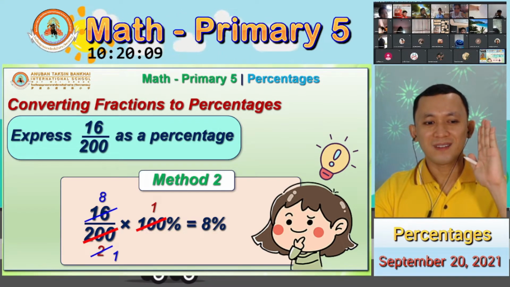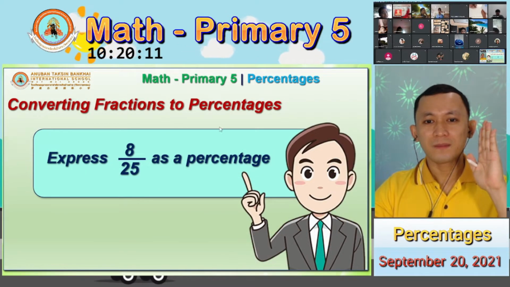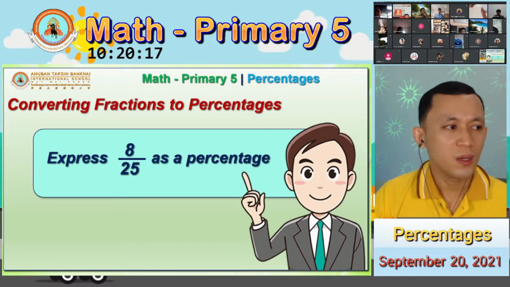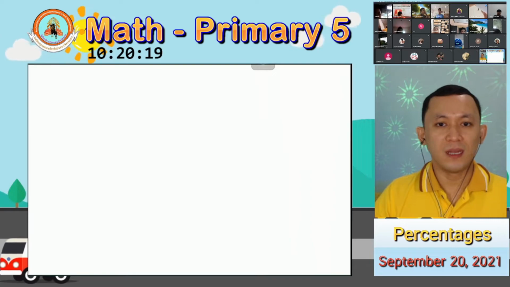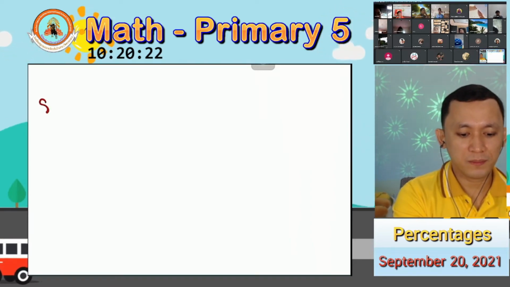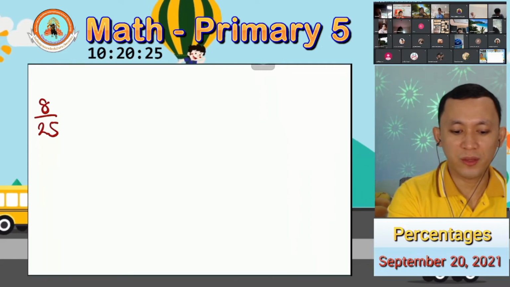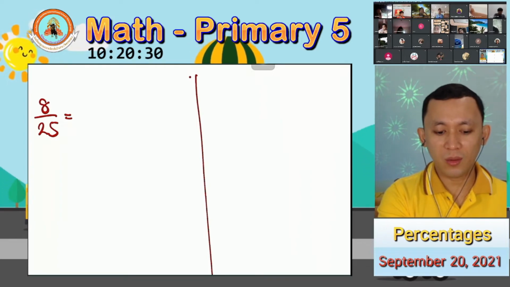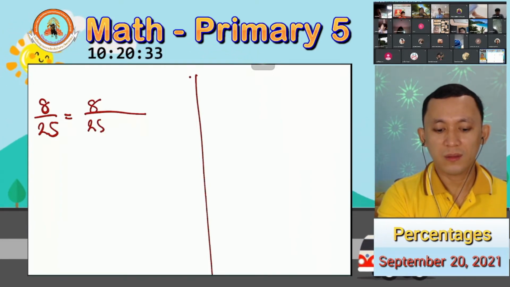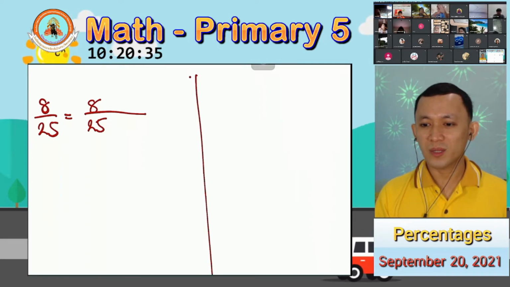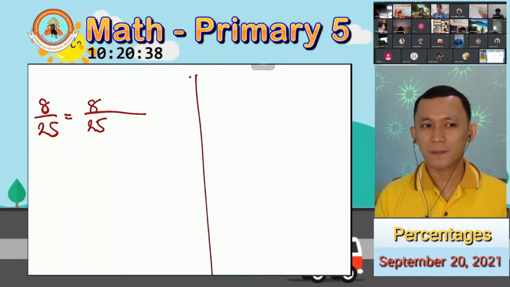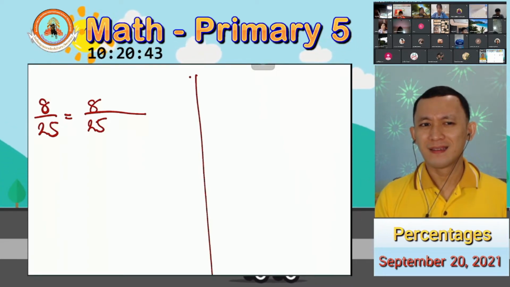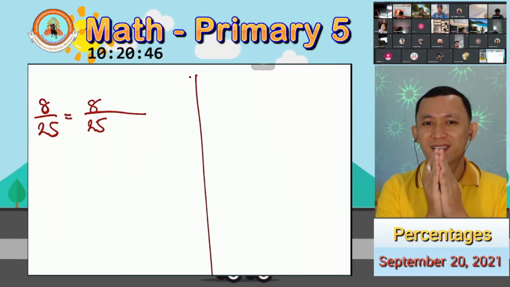Question? No question? So now let's try to express 8 over 25 to percentage. Okay, so we have here 8 over 25. Let's use method 1 first. Method 1. So 8 over 25, what are we going to do? Multiplication or division? Division? Look at our denominator.